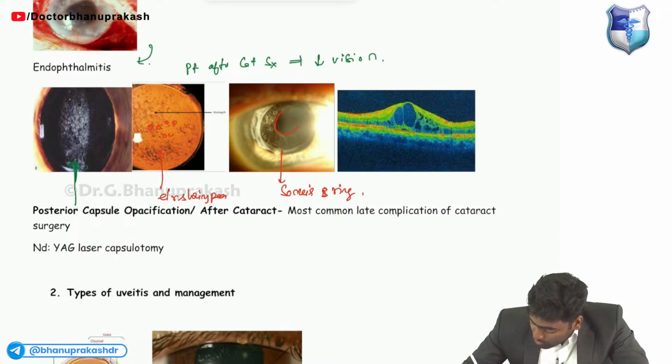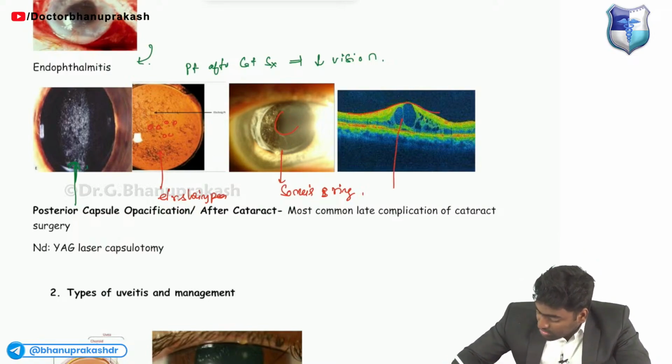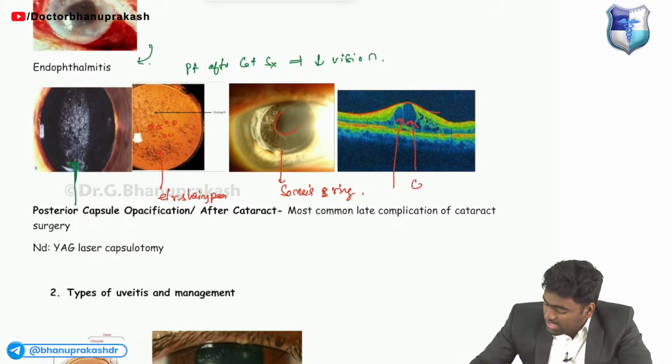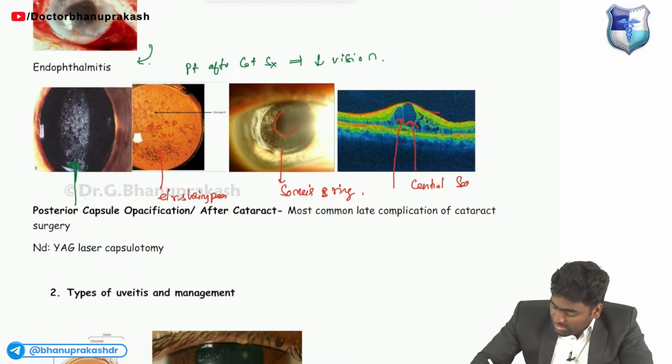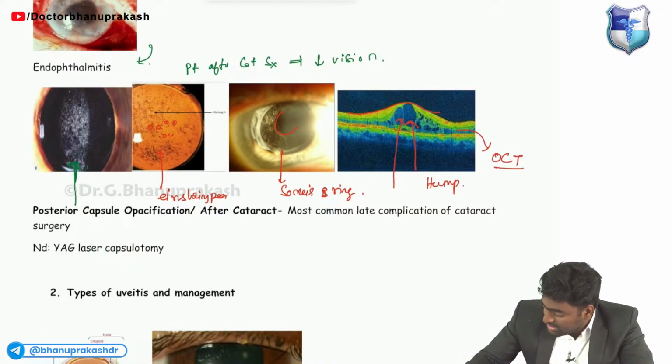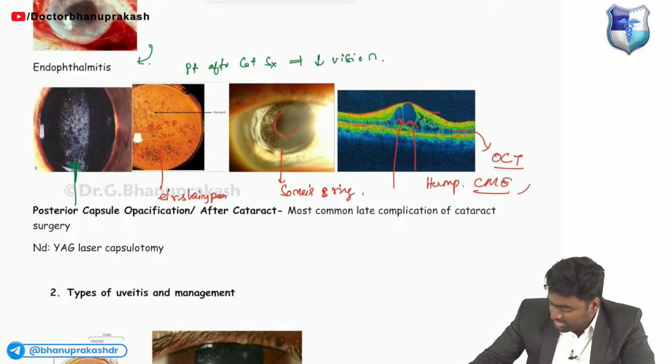And next, one more complication, if you're able to see, is this accumulation of fluid in between the layers of the retina. This is known as cystoid macular edema. There will be accumulation of fluid in the layers of the retina, which is seen on OCT, and it produces this type of hump. What is this? Cystoid macular edema. Just remember, cystoid macular edema.